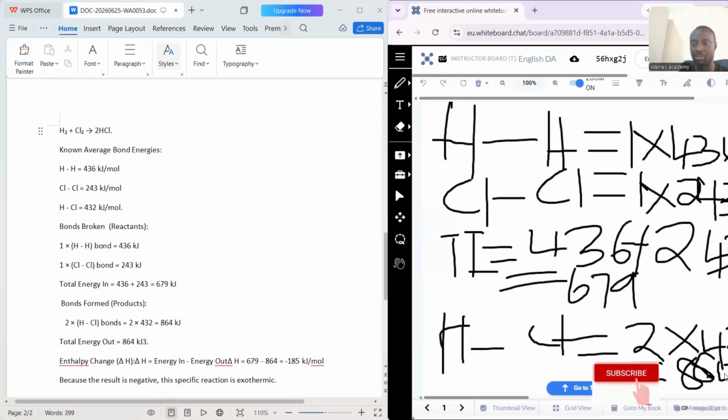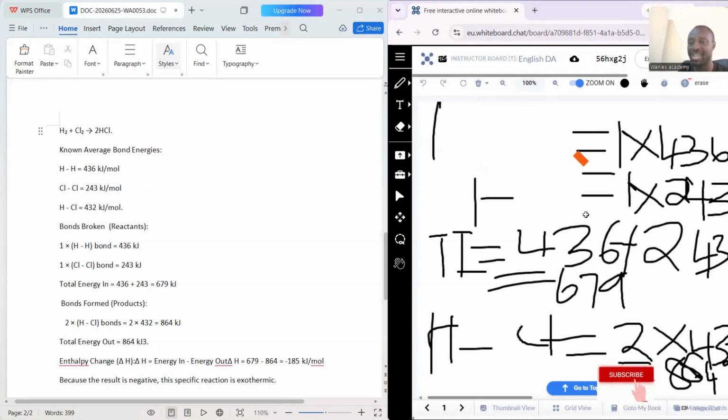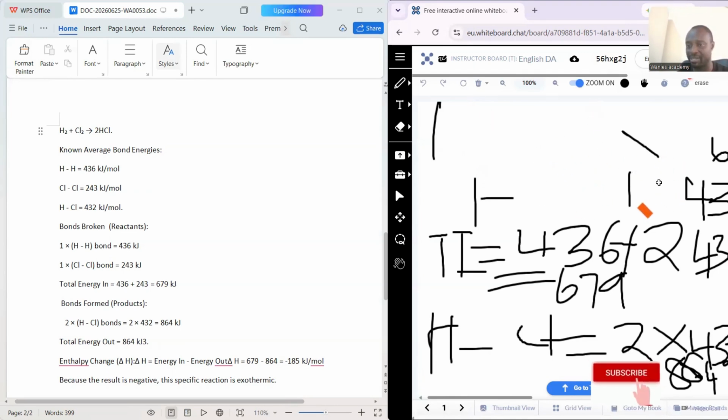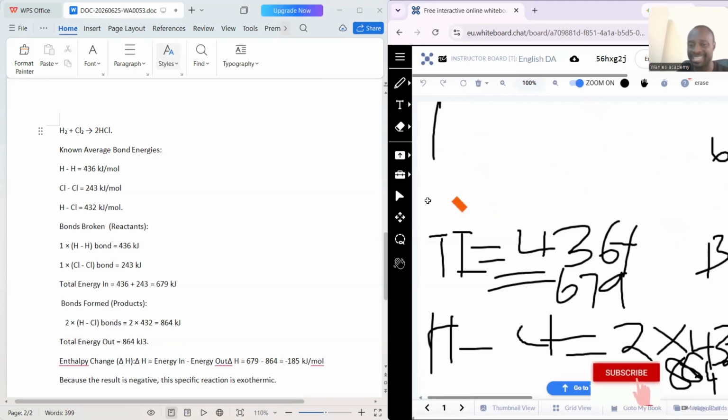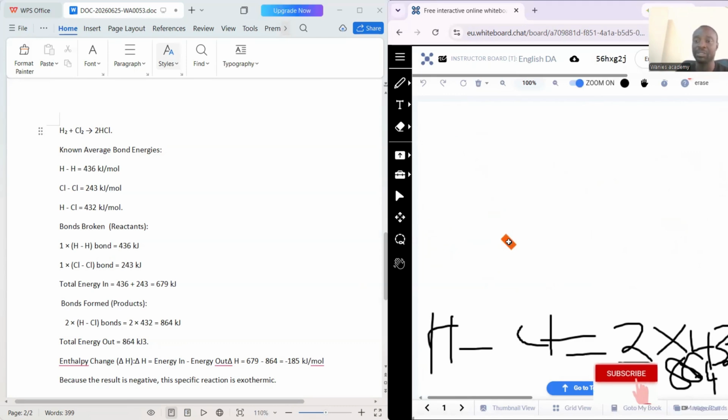All right, now we go back to enthalpy change. Enthalpy change is calculated as energy in minus energy out. The energy in is the energy used in breaking the bonds, and the energy out is the energy released in forming or making the bonds. So the change in enthalpy is energy in minus energy out: the energy added in the breaking of bonds on the reactant side, minus the energy released in the forming of bonds.